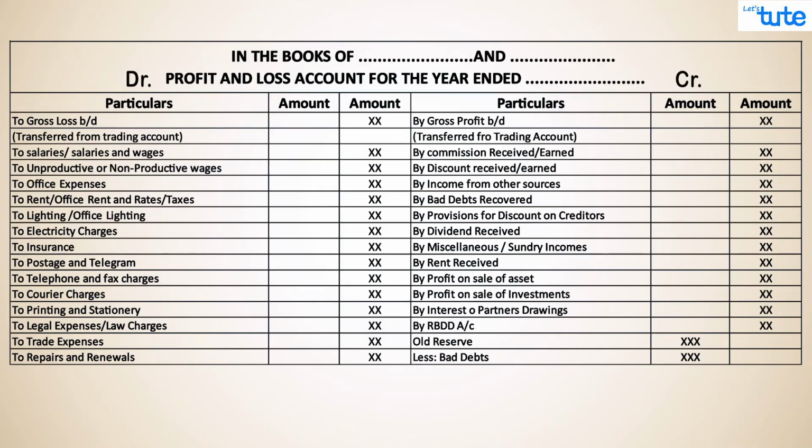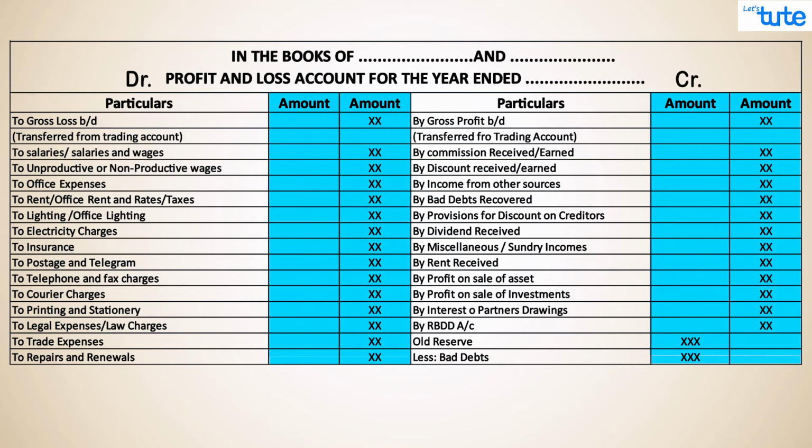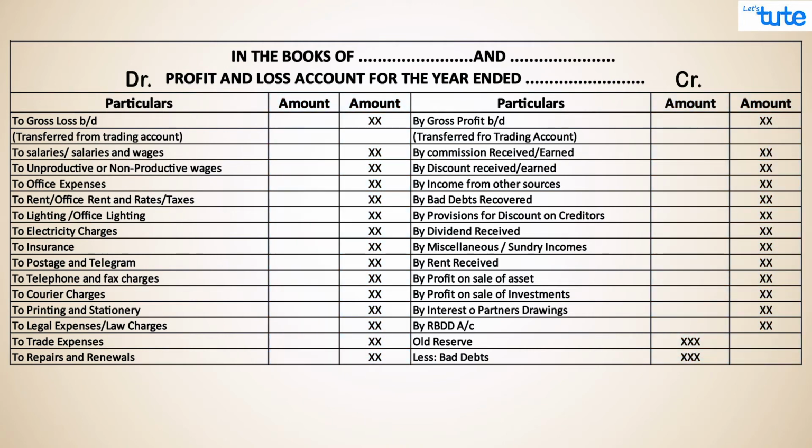Similar to the trading account, the P&L account is also prepared for the year ended and in T format with the same format, particulars and two amount columns on each side. The closing balance of the trading account, that is gross profit or gross loss, is transferred to the P&L account.